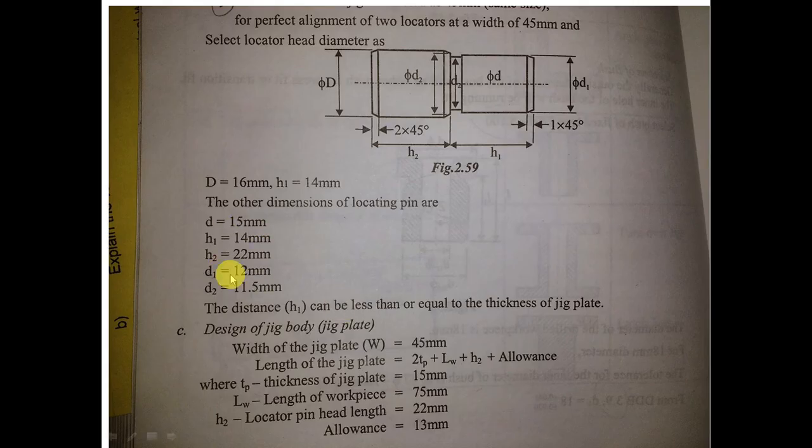So these are the values which we found from the design data book. Okay, fine. So you have to draw this diagram, and then we'll go to the design of the jig body or jig plate. So width of the jig plate, we know it is 45 mm because the width of the jig plate must be equal to the width of the workpiece. What about the length of the jig plate?